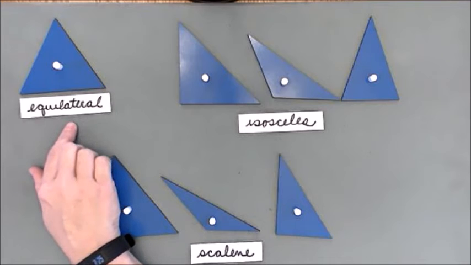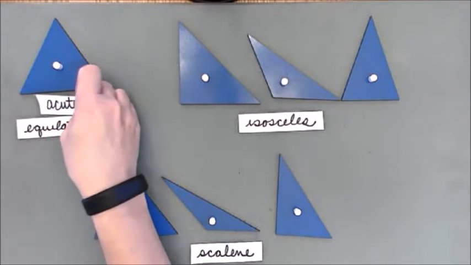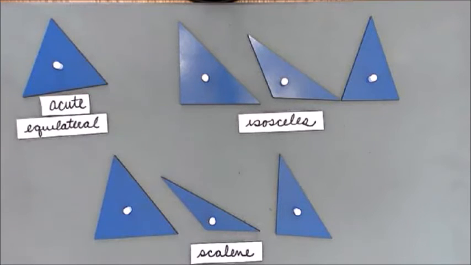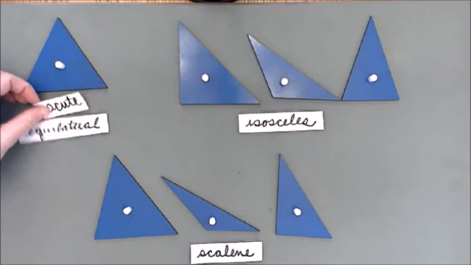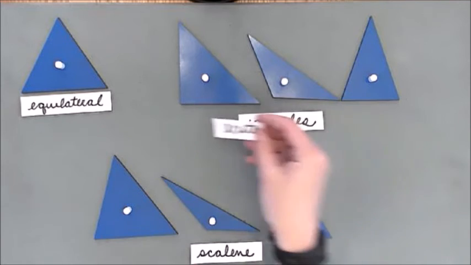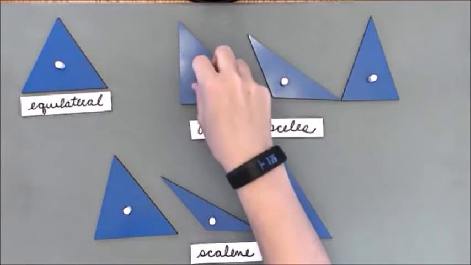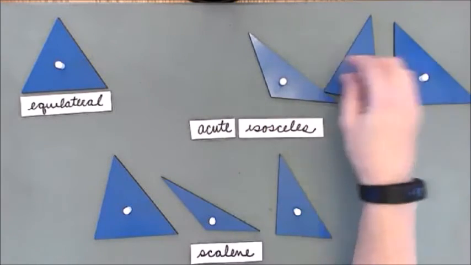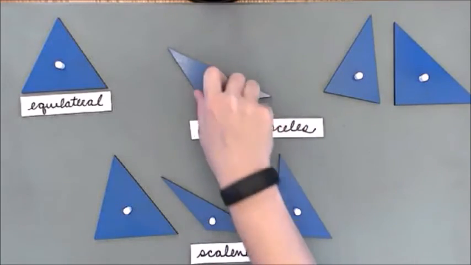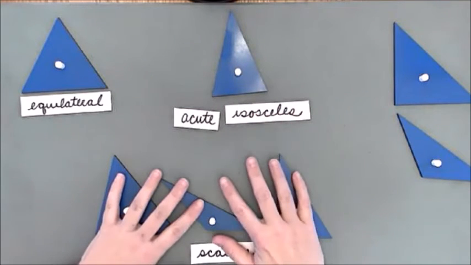When we have an equilateral triangle, it's always equilateral. We don't have to call it an acute equilateral because an equilateral triangle always has three angles that are less than 90. So you would not call that an acute equilateral triangle. But we could find an acute isosceles triangle. Let's find an acute isosceles triangle. All angles are less than 90. So this one has a 90, so that one doesn't work. And this one has one that's greater than 90, so that one doesn't work. There it is. Here's an acute isosceles triangle.